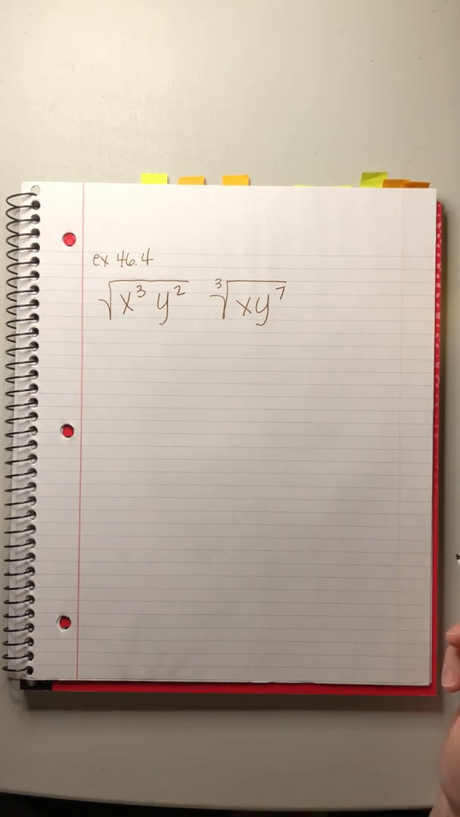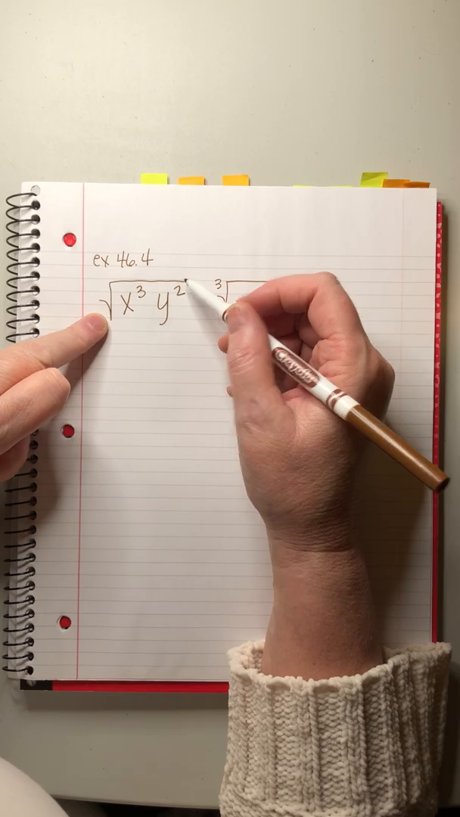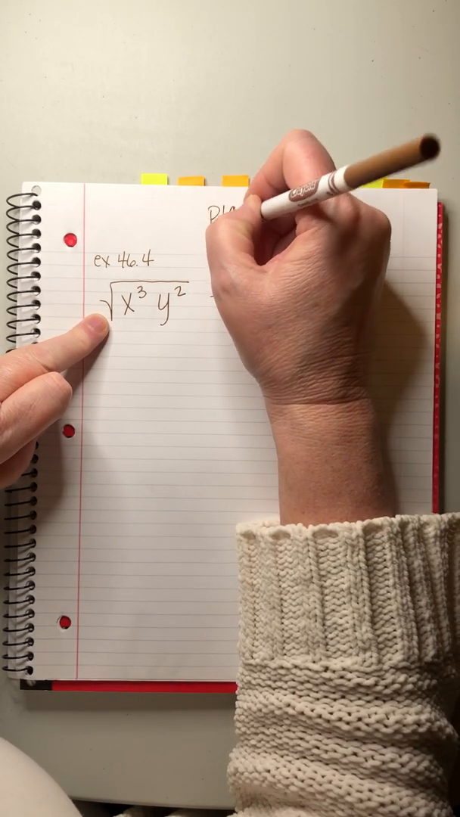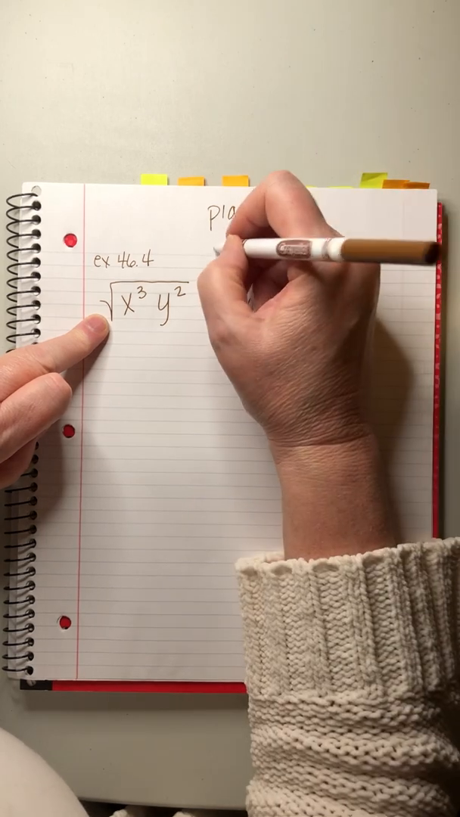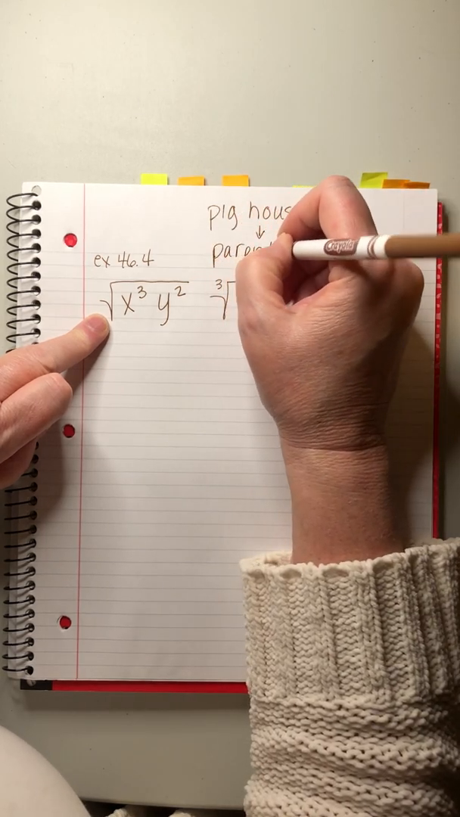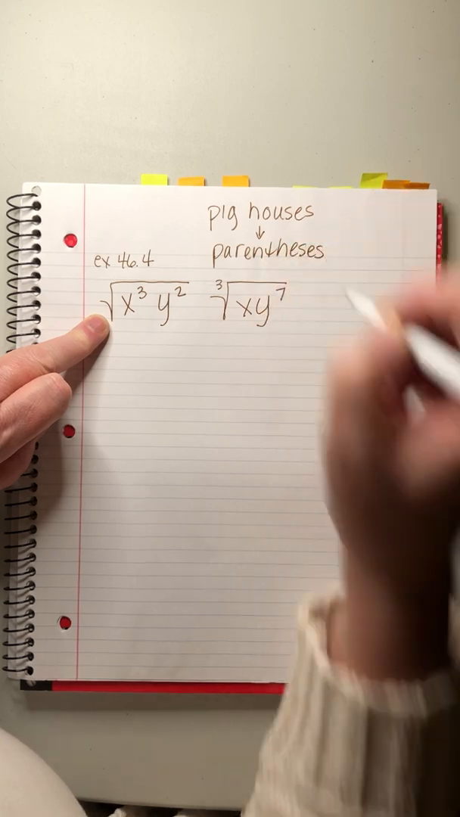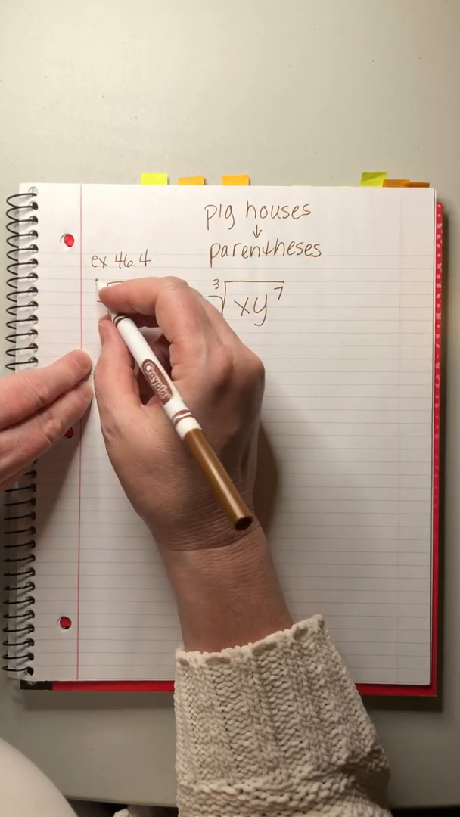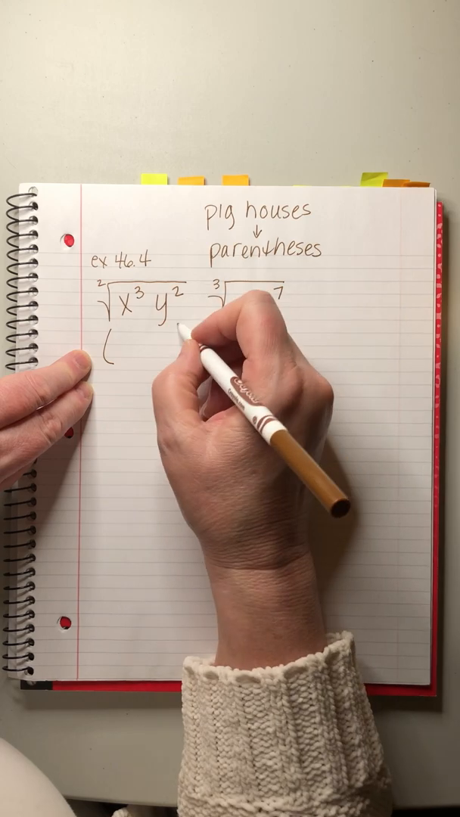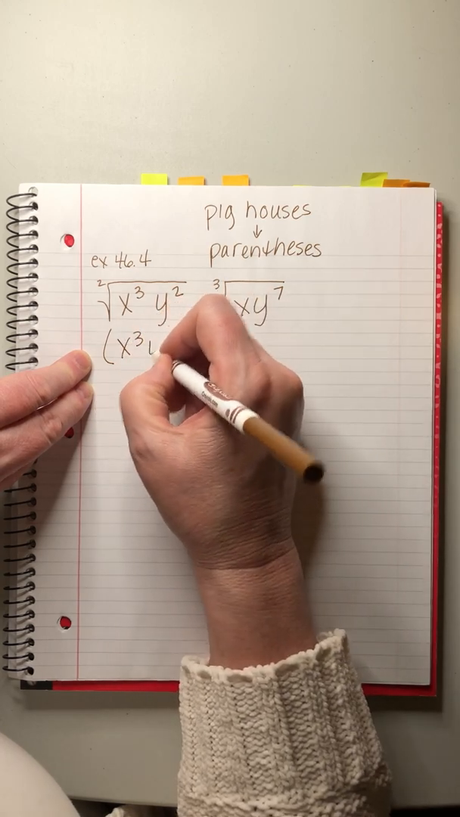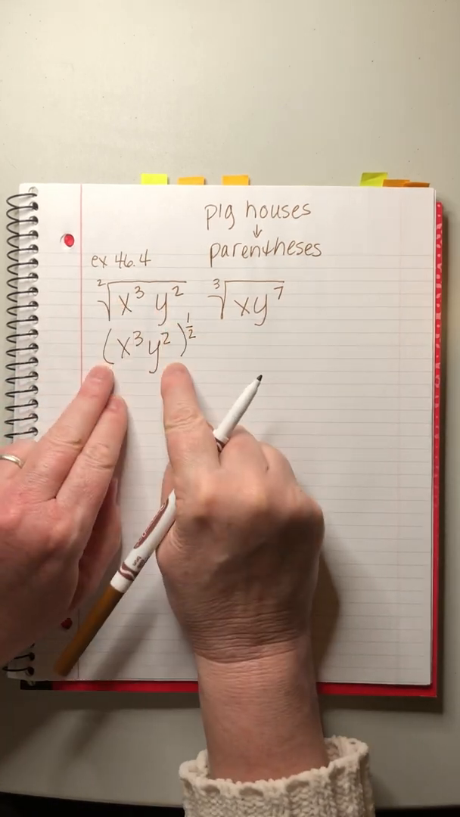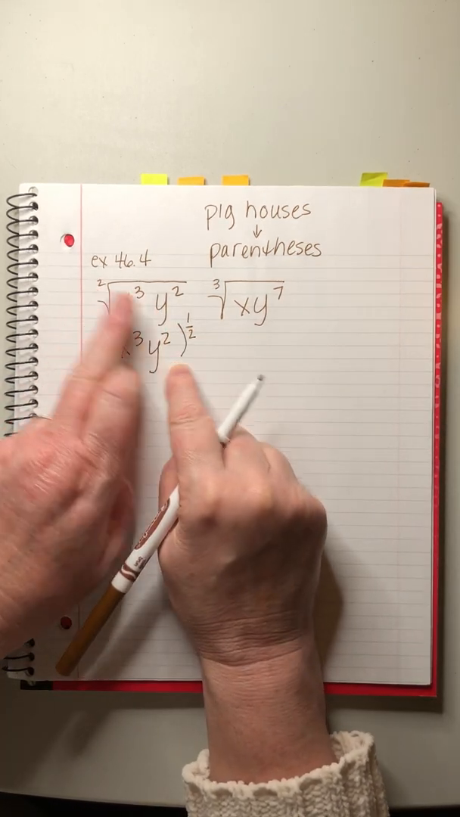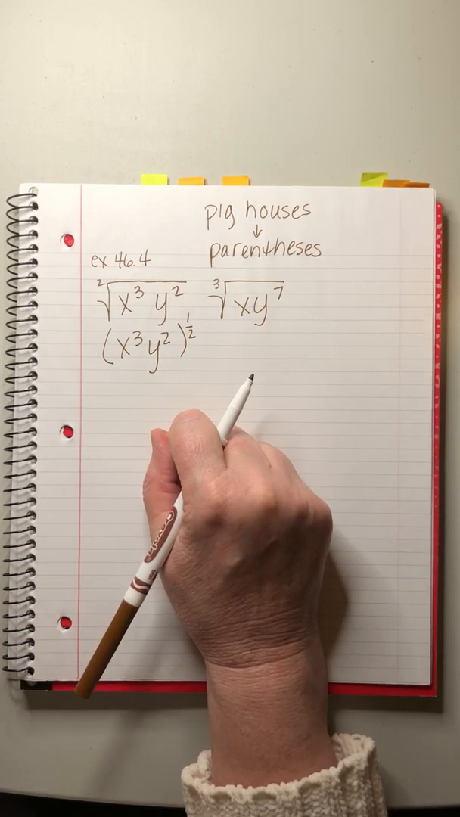Okay, but look, there's more. All right. Let's just break it down and go slow and see what happens. We remember our basic strategy is that we turn pig houses, convert to parentheses. That's our basic strategy, you guys. So this is a square root, so we're going to turn this whole thing, put the guts of the pig house into parentheses, and raise it to the 1/2. All right, that wasn't horrible.